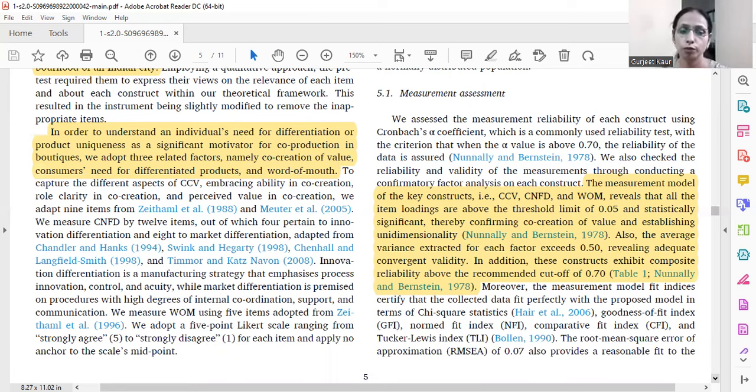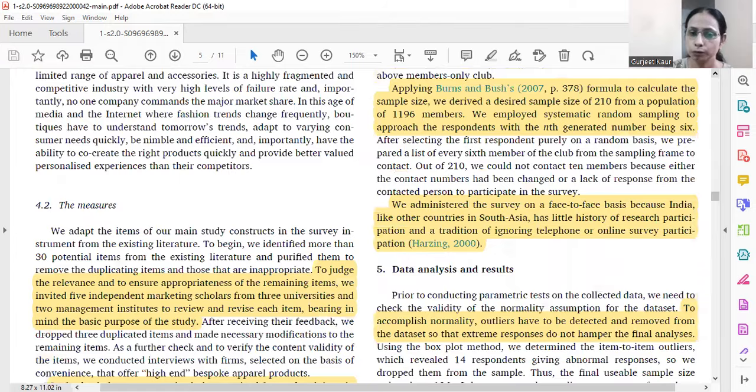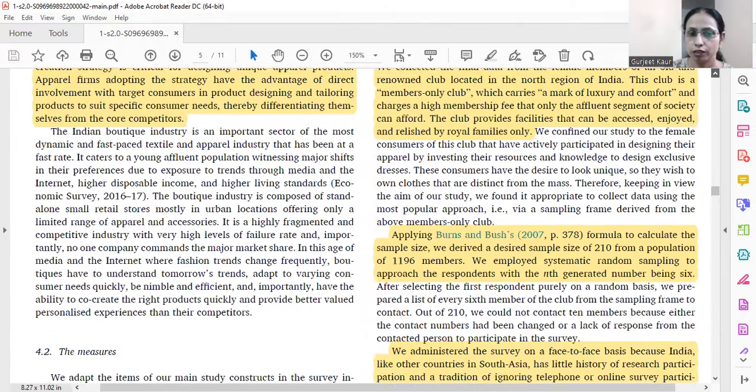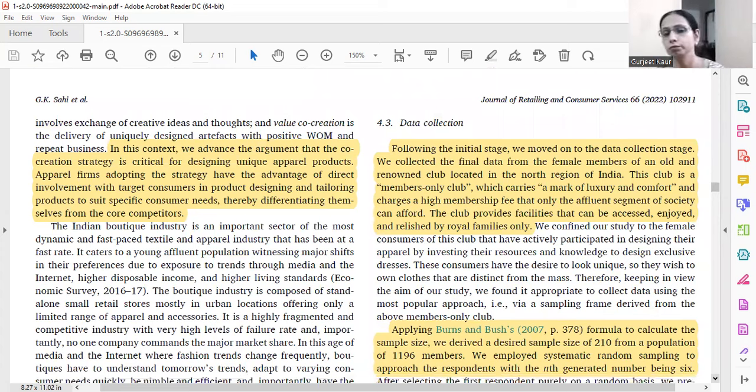So we adopt a 5 point Likert scale ranging from 5, which is strongly agree, to 1, that is strongly disagree. These anchoring points were given. We normally avoid any midpoint. So it is 5, 4, 3, 2, 1, which we provided in our instrument. Then next comes the data collection.